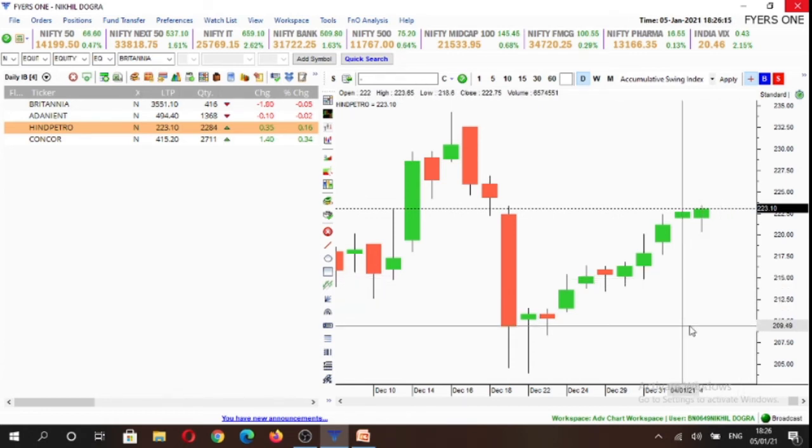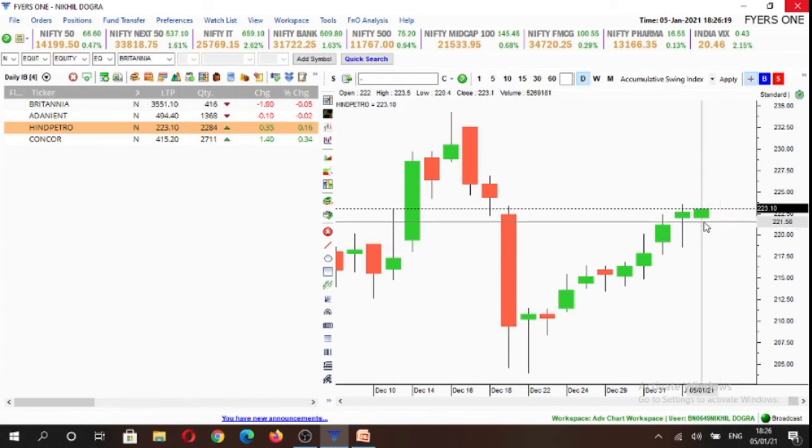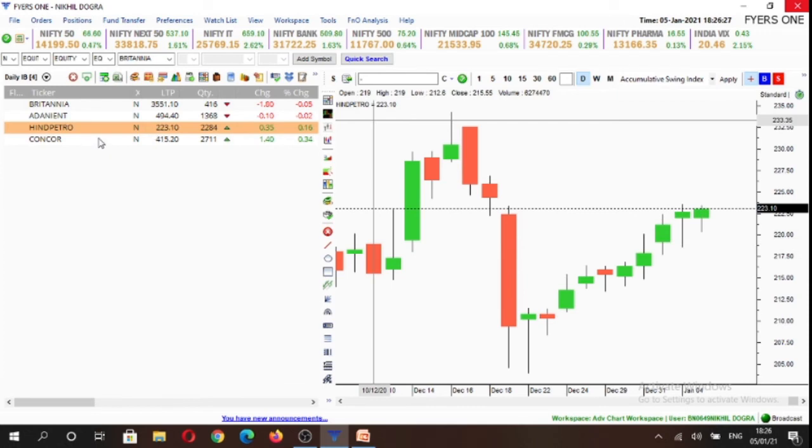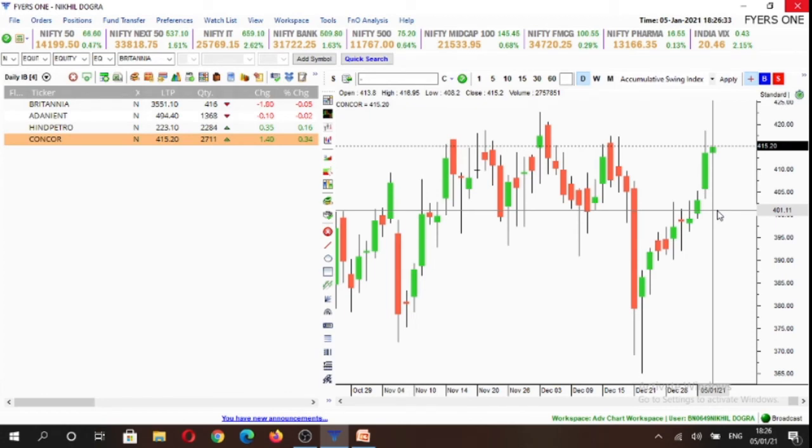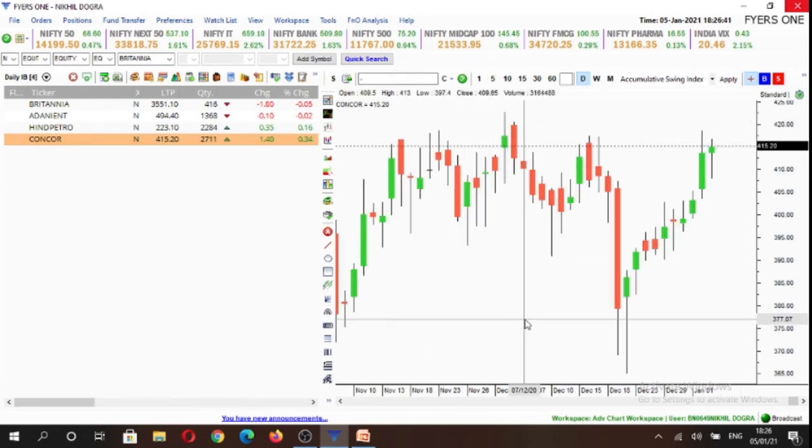Either way, our third stock is Hind Petro. Above 223.6 levels, we would be looking for buying opportunities, and below 220.3 levels, we look for selling opportunity in Hind Petro. And our final stock is Concor. So we'll look for buying opportunity above 417 levels, or we'll look for selling opportunity below 408.1 levels. And in between the high-low range, we'll not be making any trades in Concor.